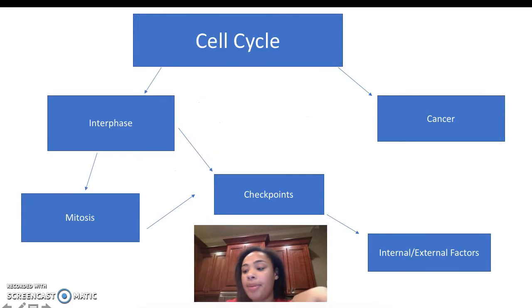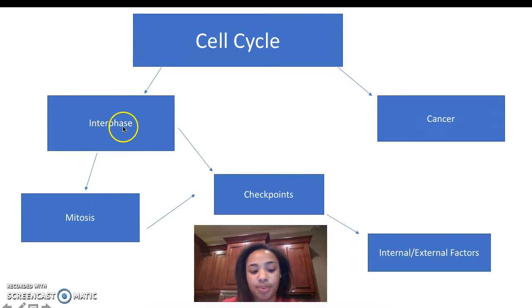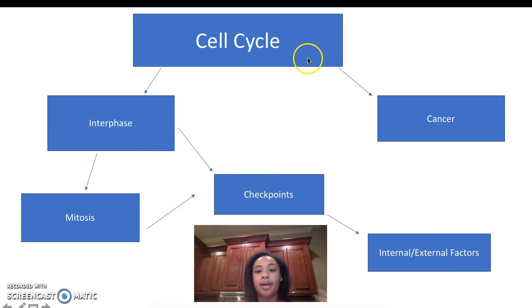So just a quick recap. Now we know that the cell cycle is what leads to the division of the cell into two identical daughter cells. We know that it has two parts, interphase and mitosis. We know that it goes through checkpoints to be regulated, and these internal and external factors are regulating these checkpoints to make sure that the cell goes through the cell cycle properly. And now we know that certain mutations that occur in cells can lead to the cell not going through the cell cycle properly, which leads to the formation of cancer.